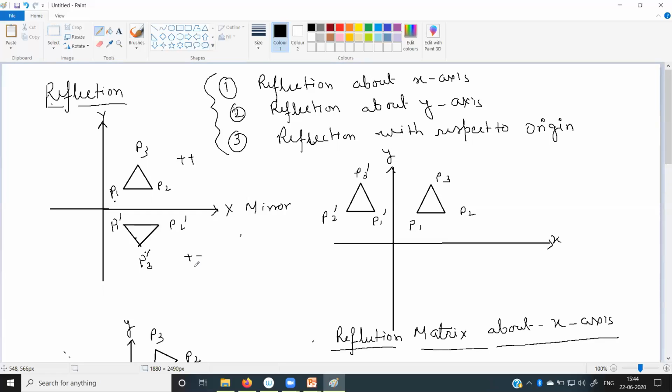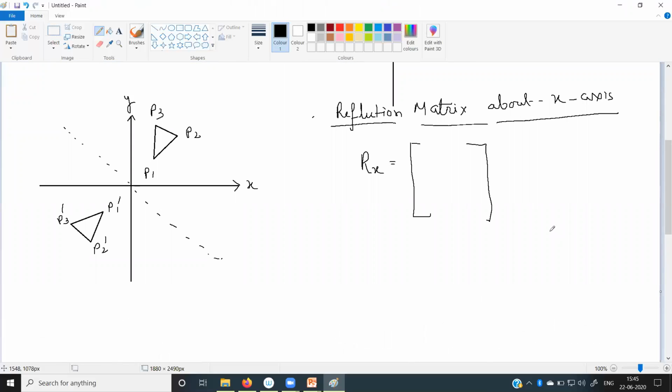So if the point P1 is x1, y1, P2 is x2, y2, and let us say P3 is x3, y3. In the positive quadrant, all are plus: x1 plus, y1 plus, x2 plus, y2 plus. While it will be reflected with respect to x-axis, in this quadrant the value of x will be plus and the value of y will be minus. Only the sign will change, but the values of x and y will remain the same. Clear? So if I want to perform the reflection with respect to x-axis, this will be nothing but this one.